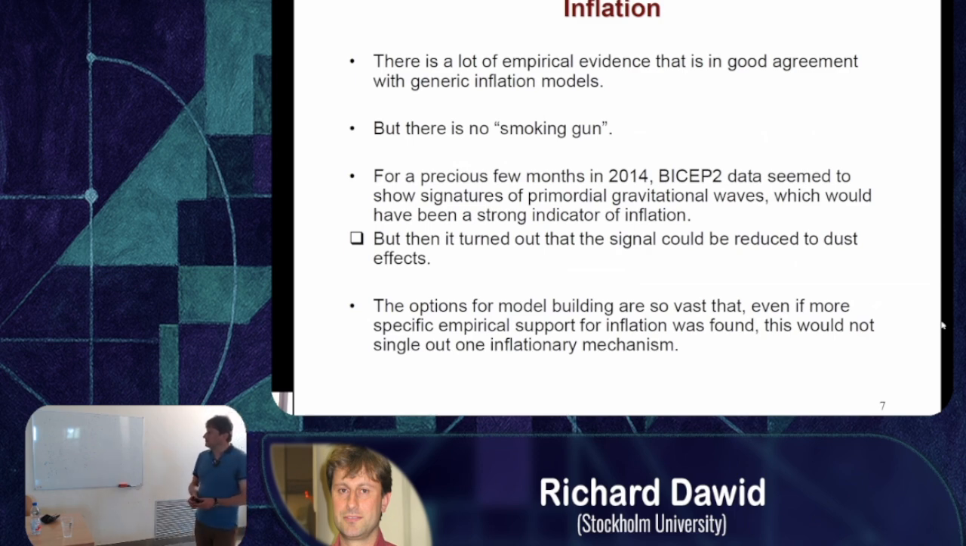One problem for inflation is that the options for model building are so vast that even if more specific empirical support for inflation was found, this would not single out one inflationary mechanism or one inflationary model.